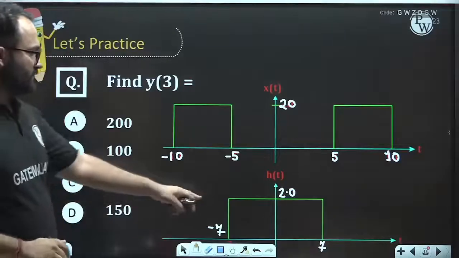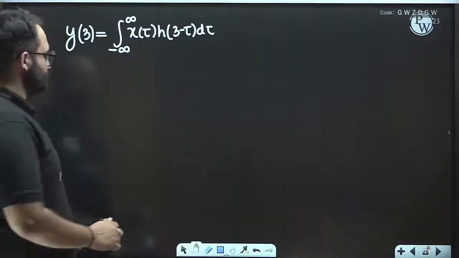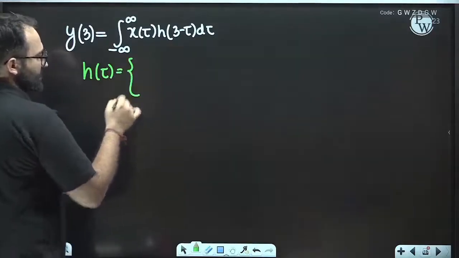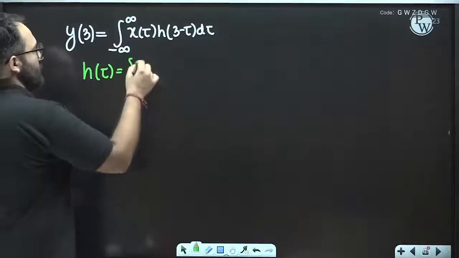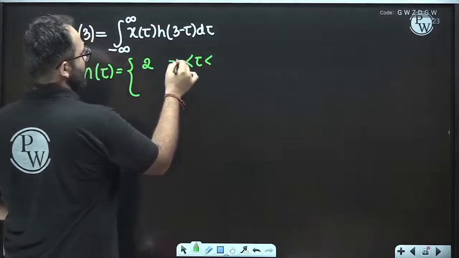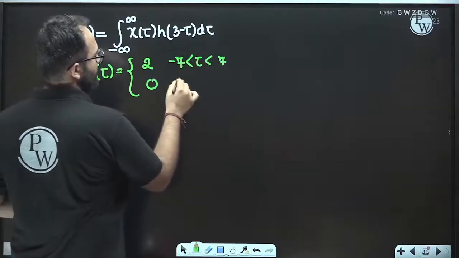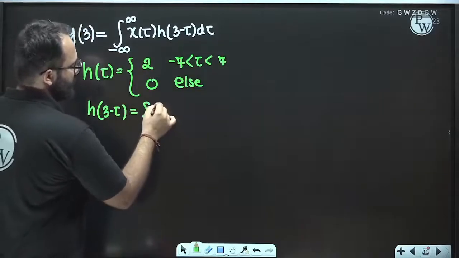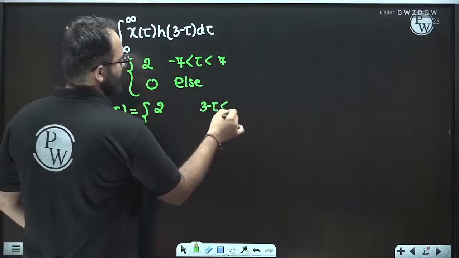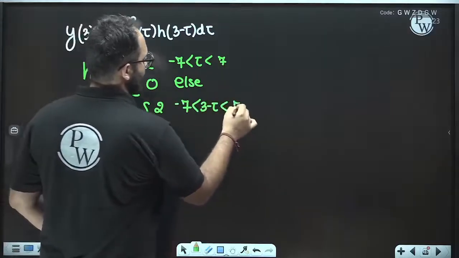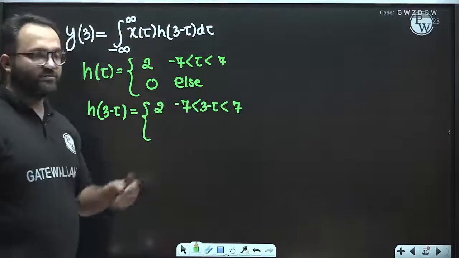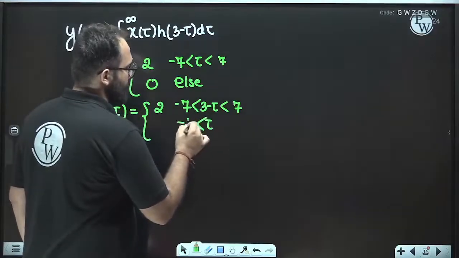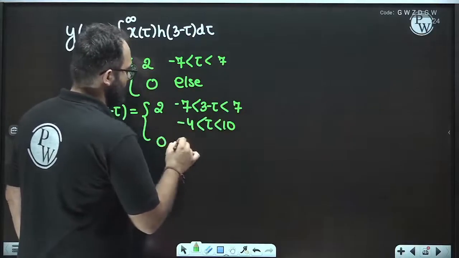So this is simply a rectangle, right? We can see that h of tau is simply a rectangle which has height 2, and the range of tau is minus 7 to 7, 0 elsewhere. So what will be h of t minus tau? The h of 3 minus tau will be height 2, where the range of 3 minus tau is from minus 7 to 7. Now we subtract 3 from both sides, minus 10 to 4. So this will give us minus 4 to 10 and 0 elsewhere.